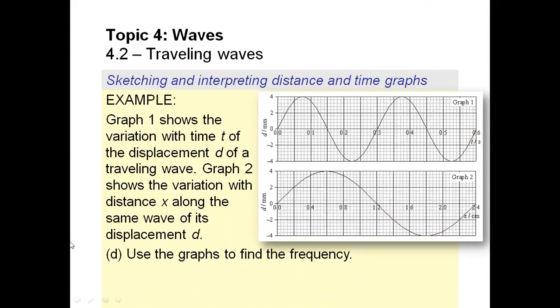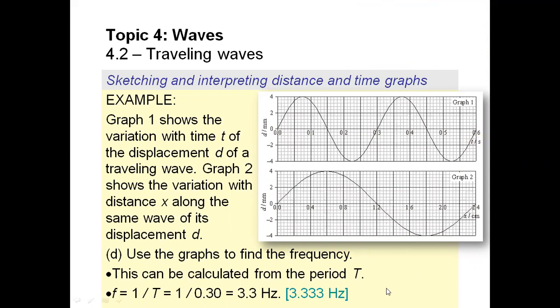Next one, use the graphs to find frequency. Actually, we don't need to use graphs to find frequency, because we have found the period, and we know that period is equal to 1 over frequency, or frequency is equal to 1 over period. So if you put in place, the frequency is equal to 1 over period, which is equal to 1 over 0.3, 3.3 hertz. That means in 1 second, the particles made 3.3 complete oscillations.